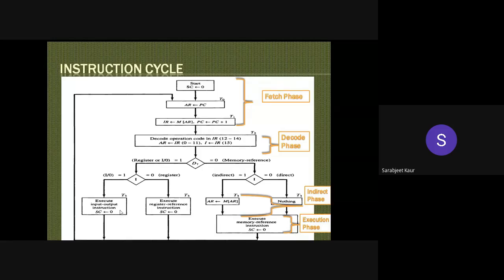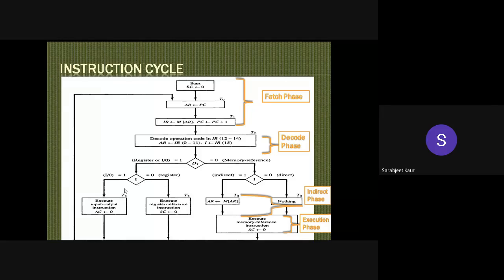Please see in the next time signal, what we need to do is, if this is a register reference instruction, then the opcode has already been decoded. That means at this point, I already know what is to be done. So I go on to execute the register reference instruction. And after the execution of the register reference instruction, that is implied by this opcode, I again set the sequence counter to 0. And the same goes for the IO instruction.